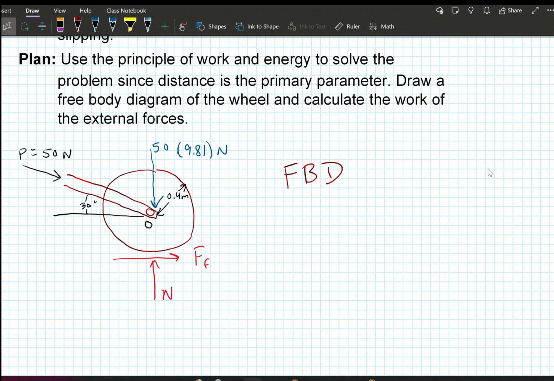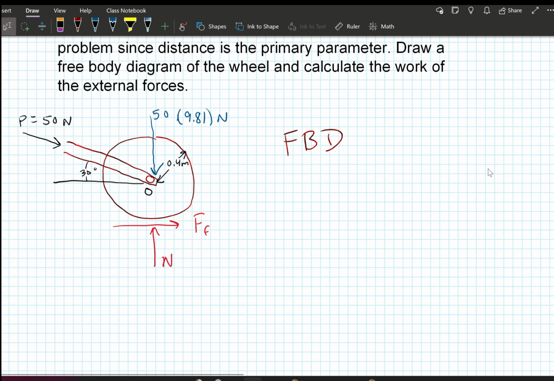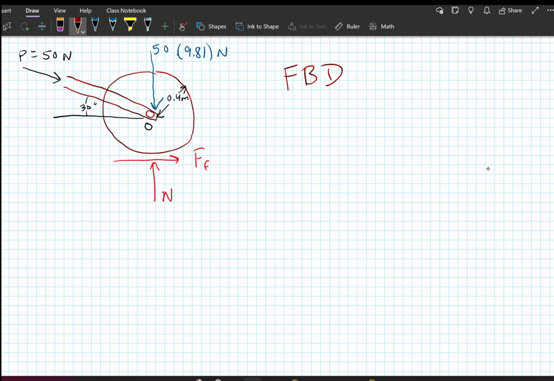Since the wheel rolls without slipping on a horizontal surface, only the force P's horizontal component does work here. All right. So let's go ahead and go through with the solution.